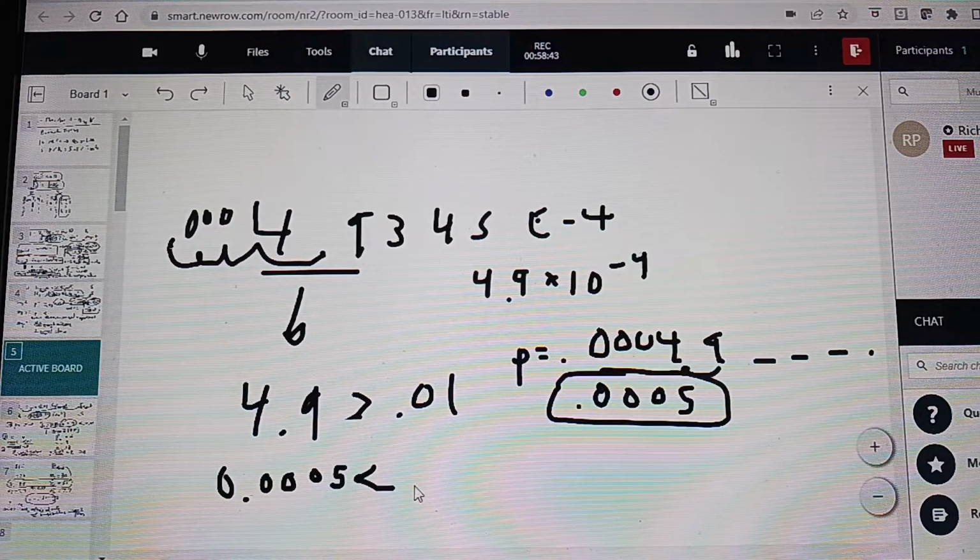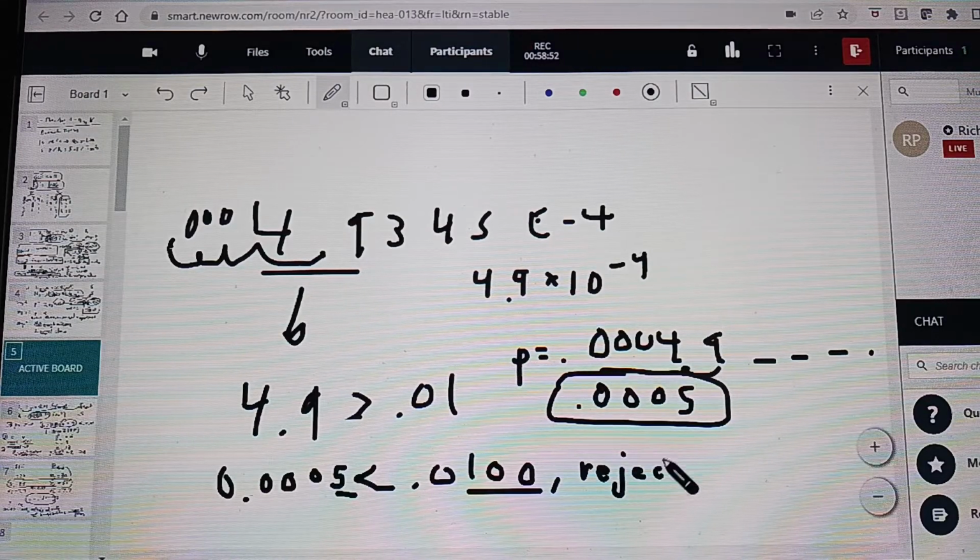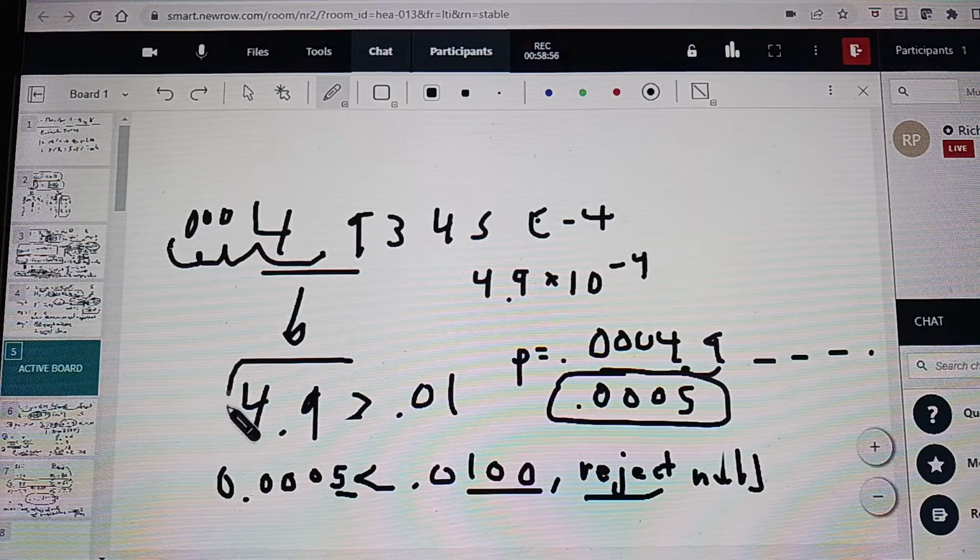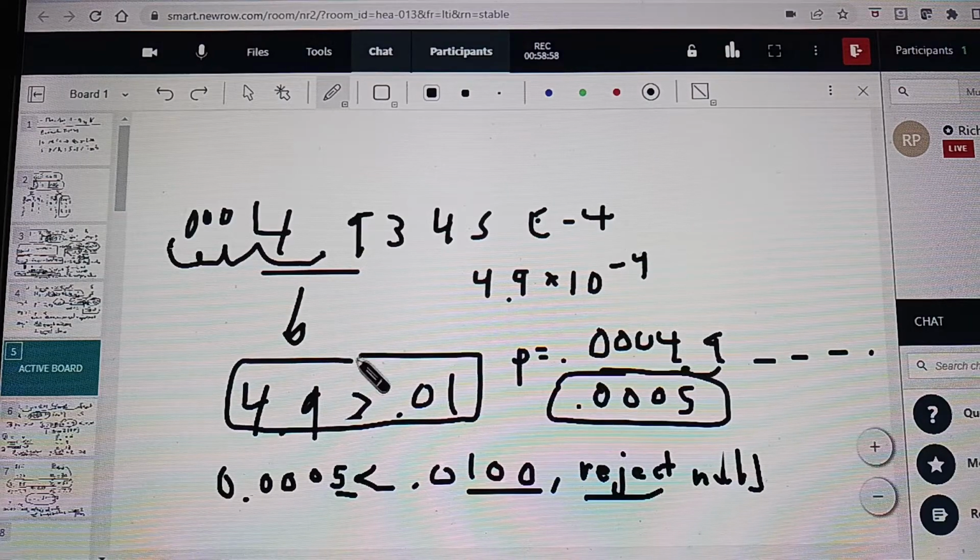0.0005 is less than 0.0100. 5 is less than 100. Reject the null. If you put this by accident, you're going to think do not reject the null. You're getting completely the wrong answer.